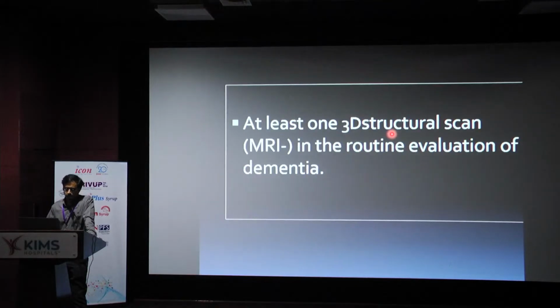From the imaging point of view, we definitely need a 3D image, mostly a 3D T1, which should be included as a part of our protocol so that we can see the sulci and cortex much better. So we always include one 3D sequence, that is a 3D T1.